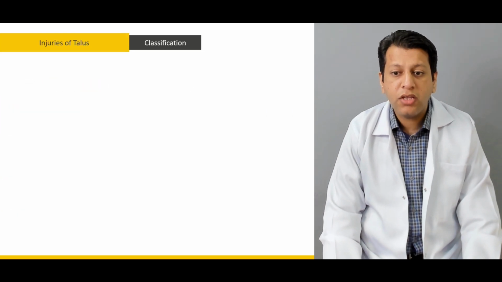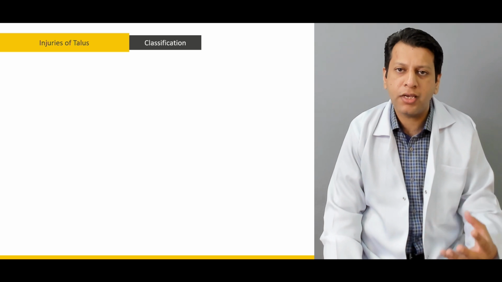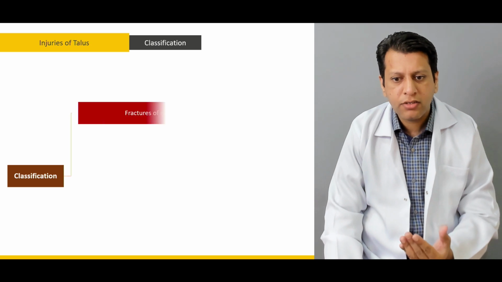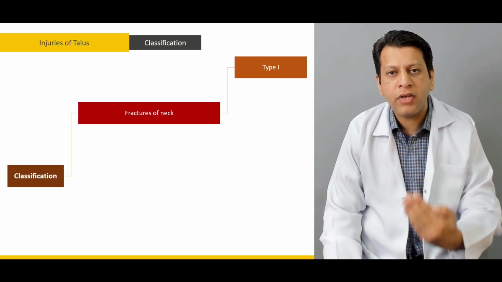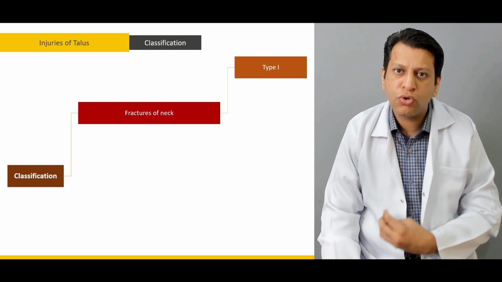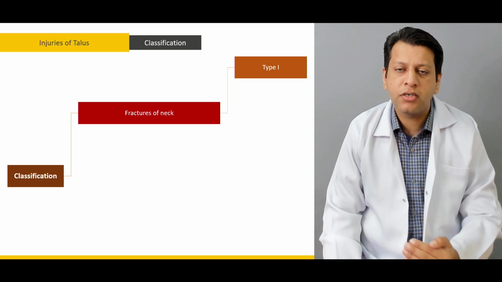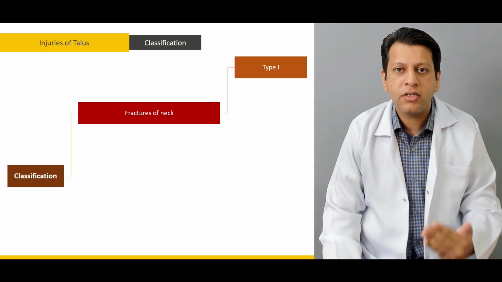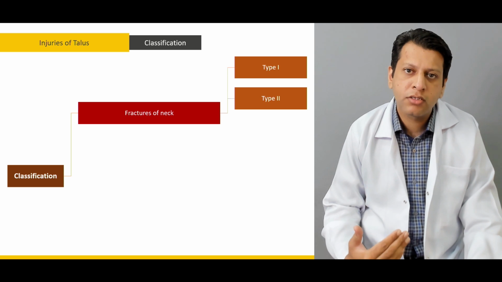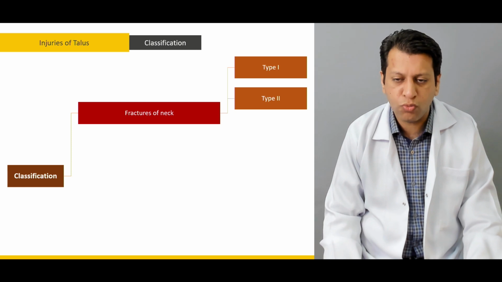Now coming to the injury classification. One way of classifying the talus is anatomically. As I told you, it has multiple other structures. For example, whether the neck was fractured, or the neck can be further subdivided into type 1, type 2, type 3 and type 4, which is called the Hawkins classification. Type 1 is when the neck is fractured and it's an undisplaced fracture. Type 2 is when the neck has fractured and the subtalar joint is either subluxed or dislocated. When the fracture involves the subtalar joint, it becomes type 2.